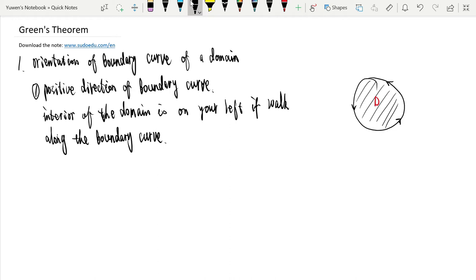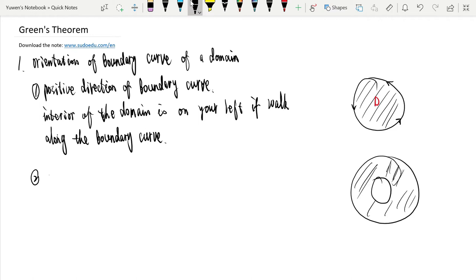That's the orientation. For any other, for general connected domain, such as a complex connected domain, the outer boundary is in this direction because when we walk along the curve, the interior is on our left-hand side. But if we walk along the inner boundary curve, the positive direction is like this.